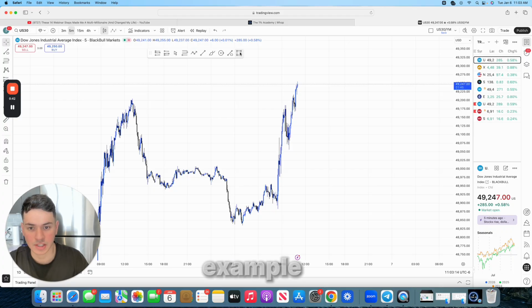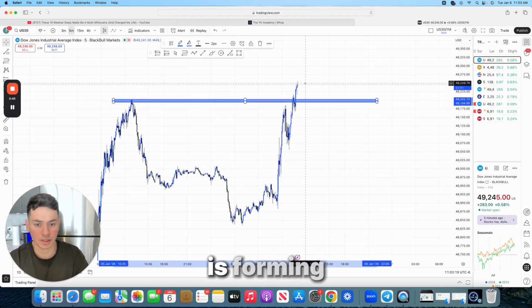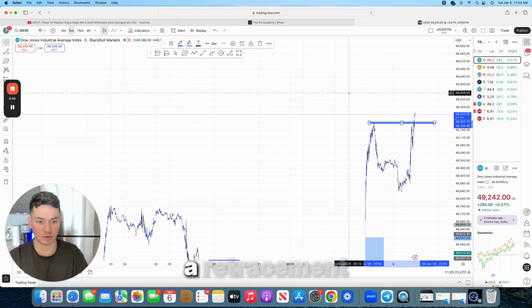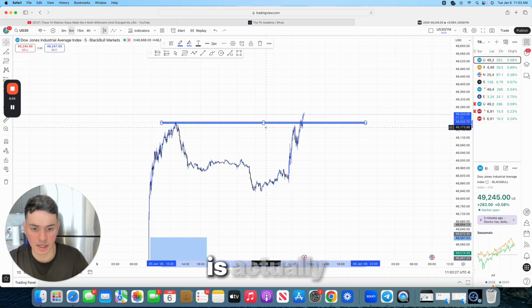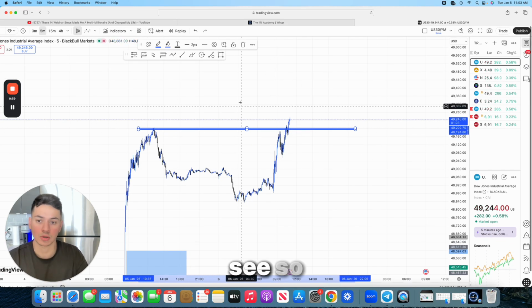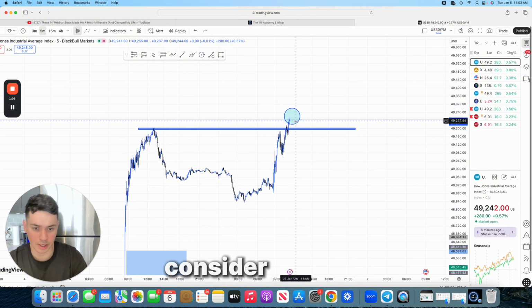We have a perfect example of liquidity right now, because the US 30 is forming all-time highs. It's forming all-time highs, but at some point it has to make a retracement. We have resistance right around here, because the price is respecting it 1, 2, 3 and 4 times, as you guys can see. So this would be considered a liquidity sweep.